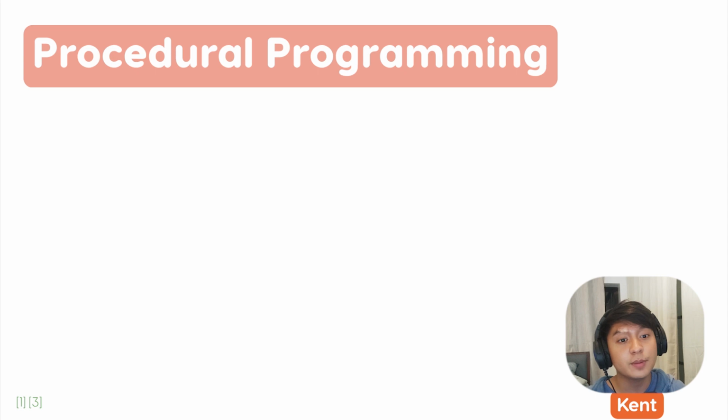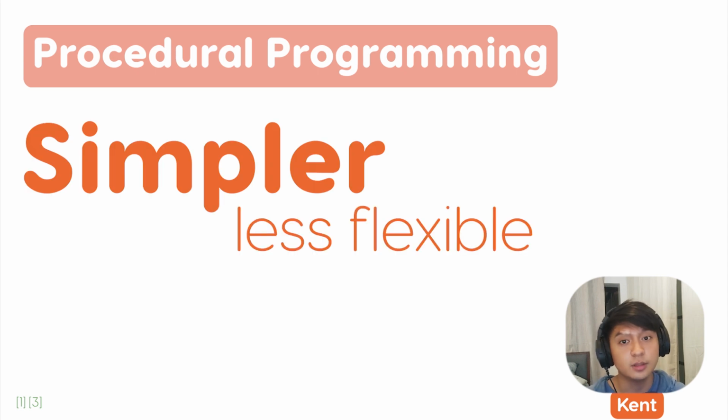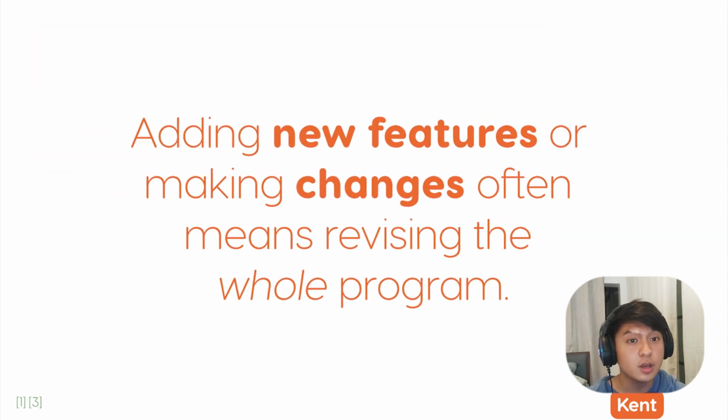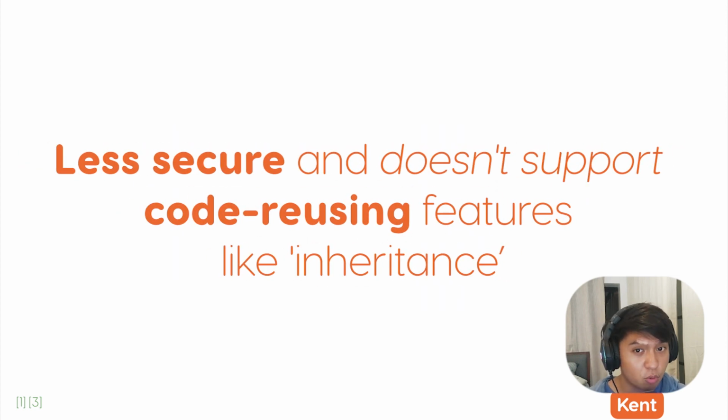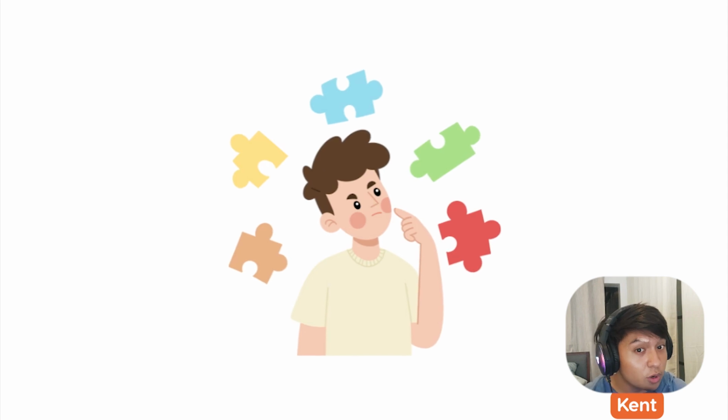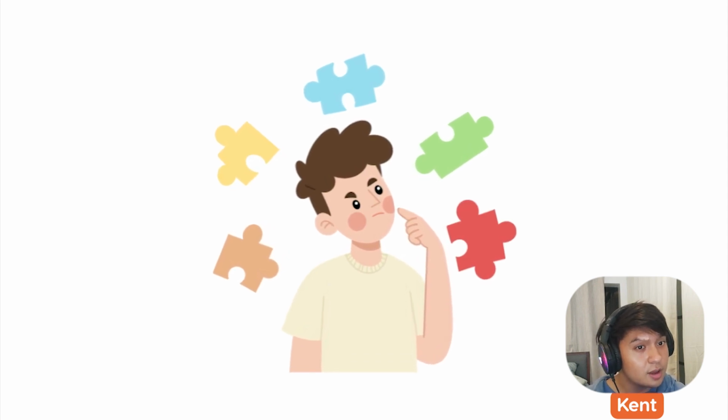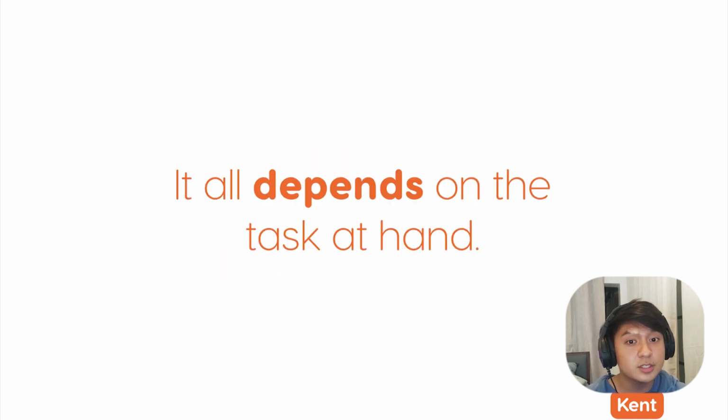Now, procedural programming is simpler but less flexible. Adding new features or making changes often means revising the whole program. It's also generally less secure and doesn't support code reusing features like inheritance, which we'll discuss later. So, is one approach better than the other? Not necessarily. It all depends on the task at hand, but that's a story for another video. Now back to Kirill to dig into OOP.